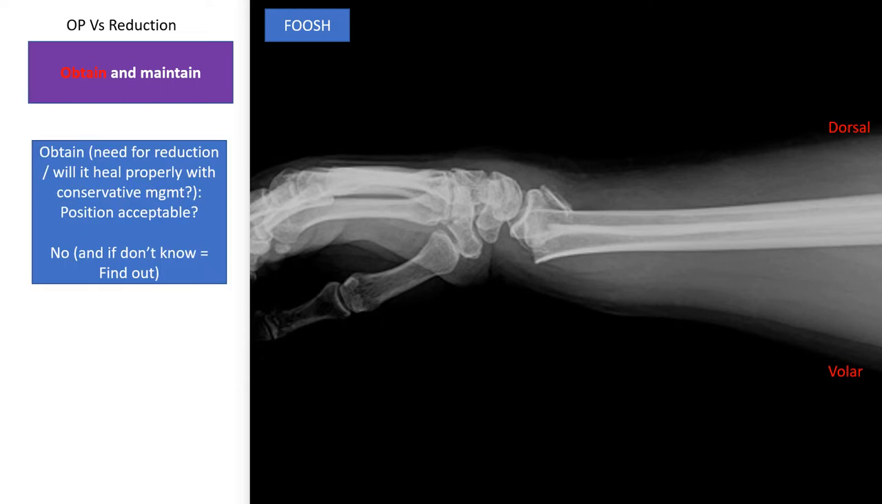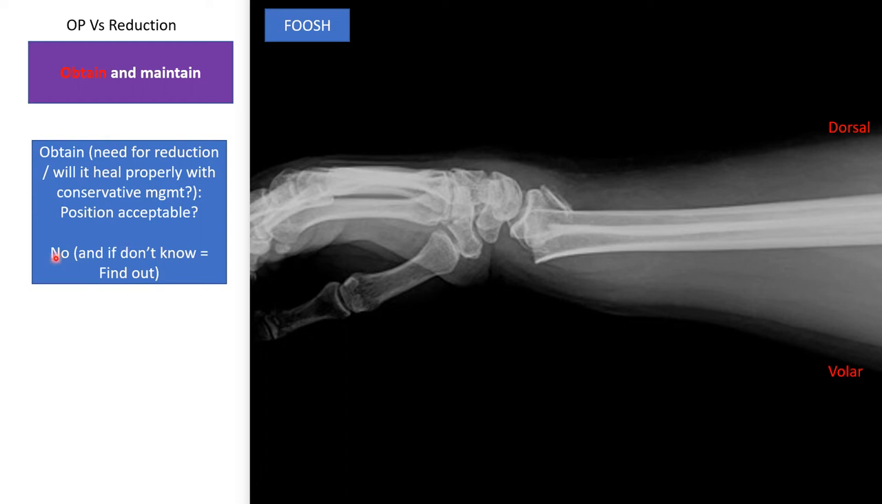Okay, so obtain. Do I need to reduce this, or will it heal probably just like this? And this is where Arun Sayal usually says, sometimes we don't know. Is this angulation acceptable, and so on? We should look it up. If this is a 95-year-old elderly home patient with a distal radius fracture who doesn't have any activities of daily living left, then according to the Swedish guidelines, yes, this is acceptable, but it depends.